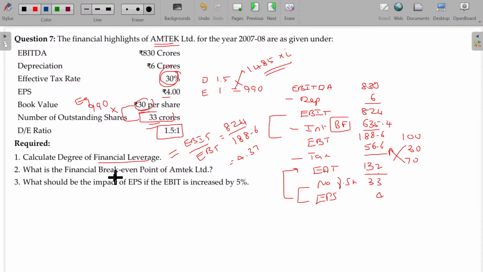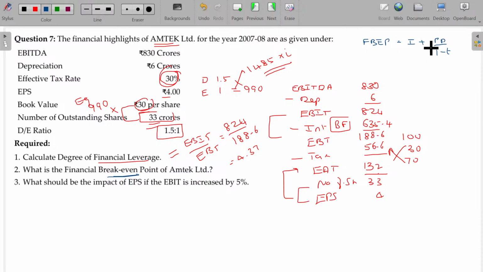Next question, what is the financial break-even point of Amtech? Already we studied the financial break-even point along with the capital structure chapter itself. The financial break-even point formula we learned earlier is equal to interest plus preference dividend divided by 1 minus T. How much do I have to earn at least, minimum, to satisfy the fixed commitments like interest as well as preference dividend? If there is no preference dividend, no problem. Just start earning to the extent of interest. In case of preference dividend, after tax only you have to pay, no? So you have to make it before tax.